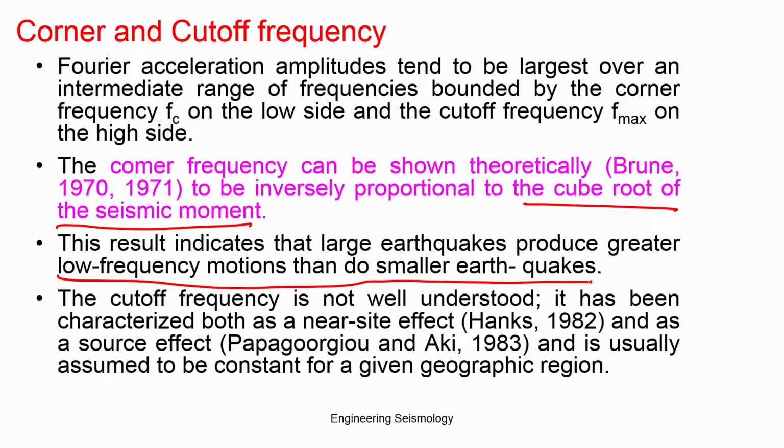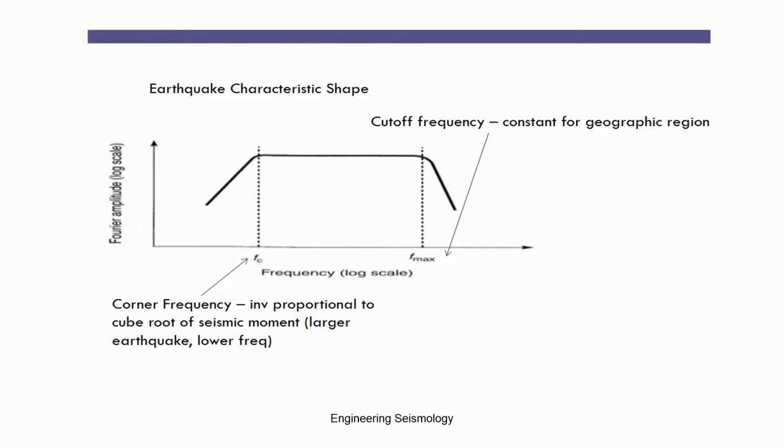The cutoff frequency is not well understood. It has been characterized both as a near-site effect and as a source effect, and it is usually assumed to be constant for a given geographic region. When you plot the Fourier amplitude on a log scale against frequency on a log scale, you typically get a plot like this. After smoothing, you can find this point and this point. This point is basically your corner frequency. It is proportional to the inverse cube root of the seismic moment: a larger earthquake has a lower frequency component.